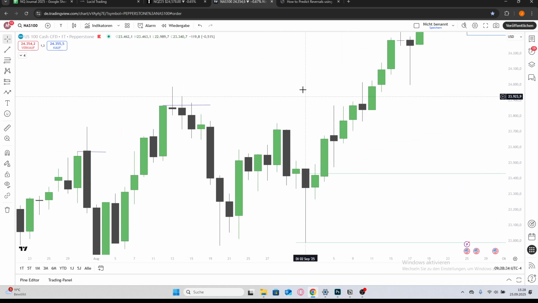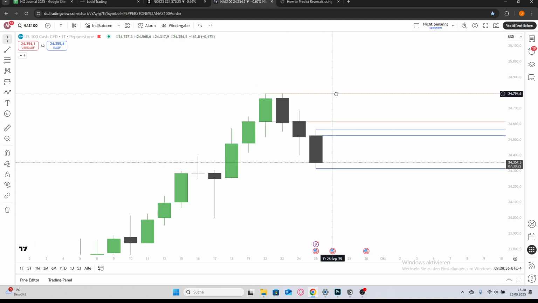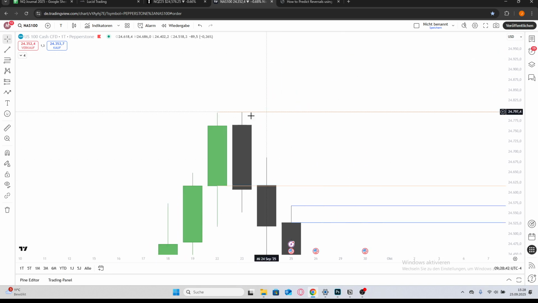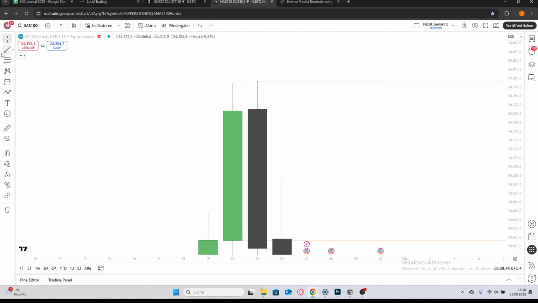And same for this one here. So the last 3 days we had really, price was going down, and you can see it here. I mean, we have to zoom in, but price took out this high here again.